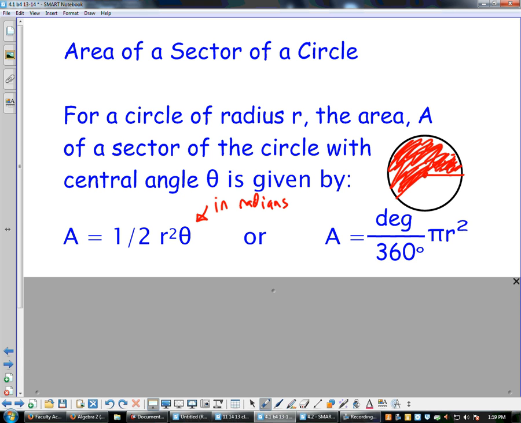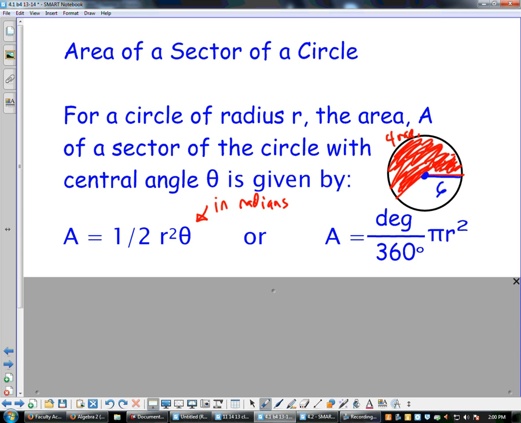So if you're given certain radians, like let's say 4 radians, then we would want to use this formula here. And let's say the radius here was 6. Well, we get 1/2 times 6 squared times 4 radians. But if you were given the central angle in degrees, then you can use this formula here. You take the degree measure divided by 360 and multiply by pi r squared.